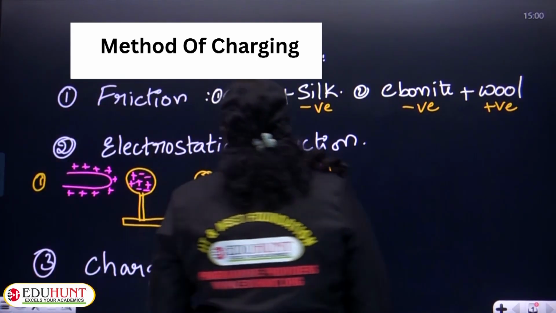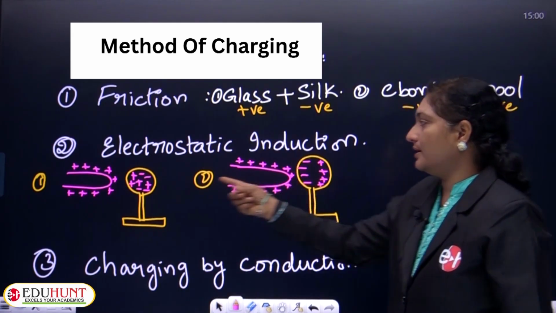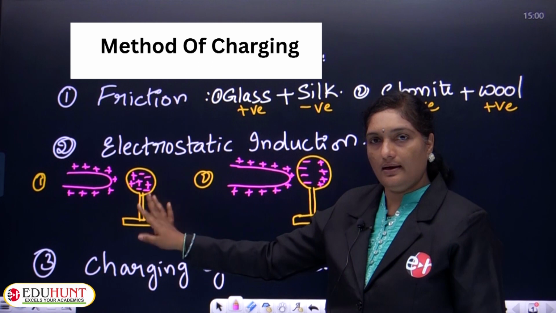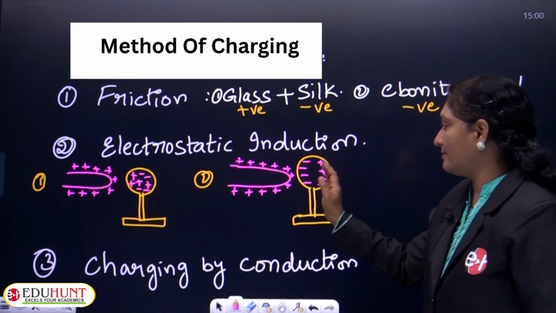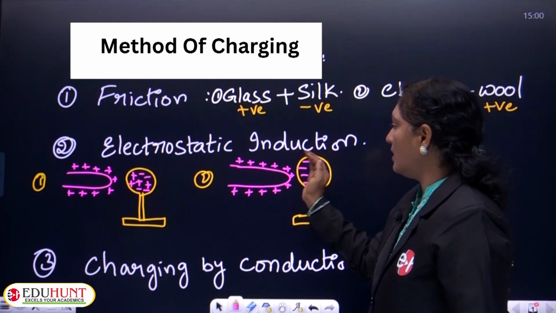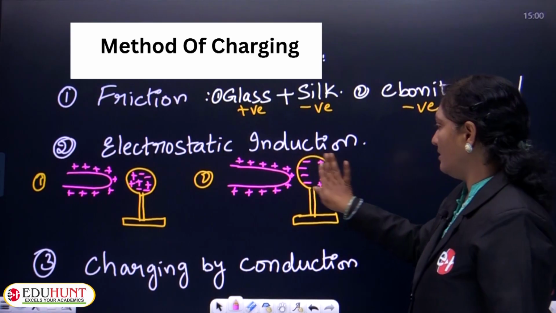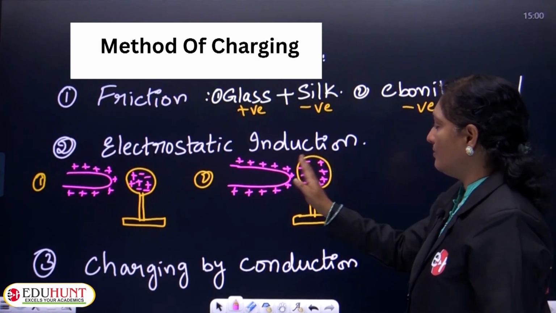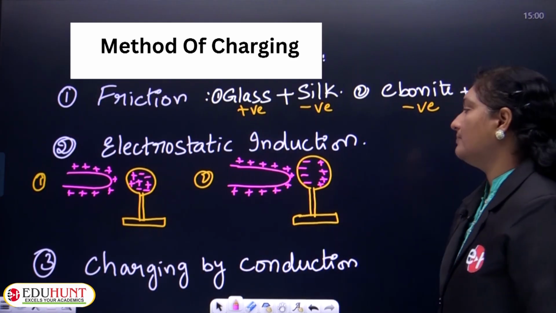So, after some time, when a charged body is brought nearer to the uncharged body and kept for a while, due to attraction, all the negative charges assemble towards the charged body. Due to repulsion, all the positive charges will move far away from that body.